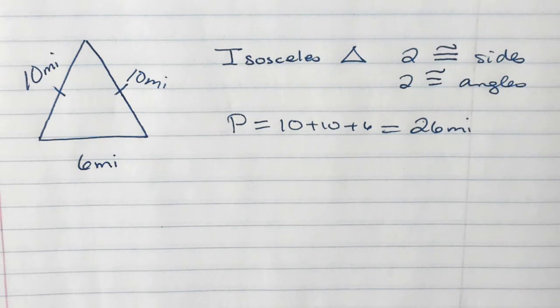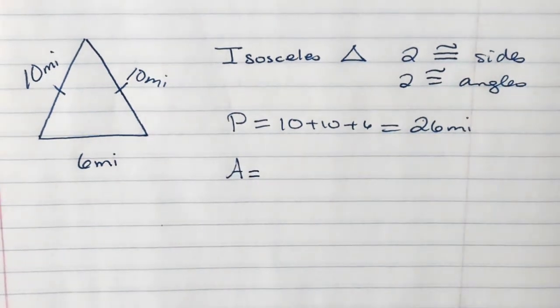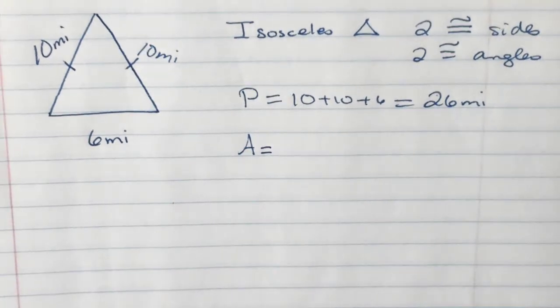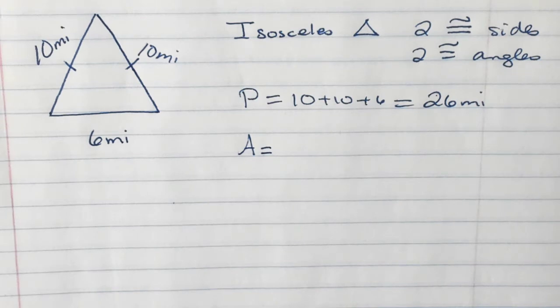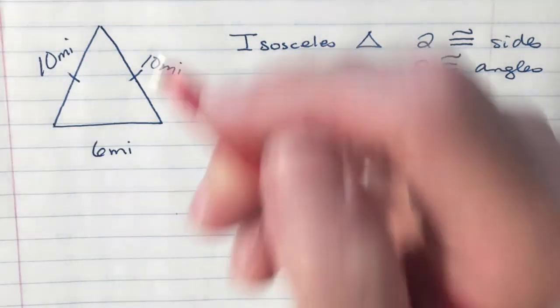But our area is going to be a little bit of a problem for us. We don't have a height. There's nothing perpendicular to any of the sides. So we have to actually build the height of this triangle. I'm not sure if this is going to show up as red, but it's intended to be red.